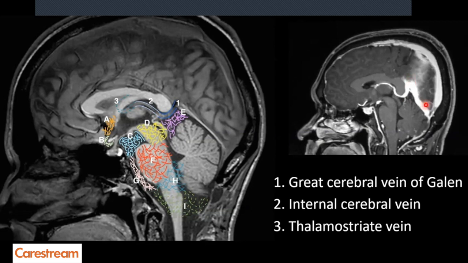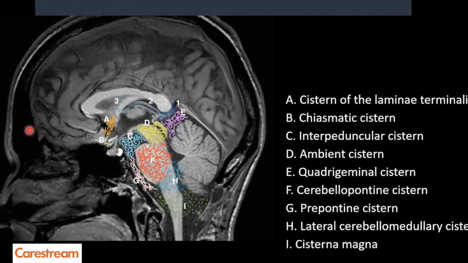What is important is, on your routine T2 weighted images, whenever you see loss of fluid along this plane, you have to increase your rate of suspicion for thrombosis in these sagittal venous sinuses. At the same time, we can identify these cisterns.